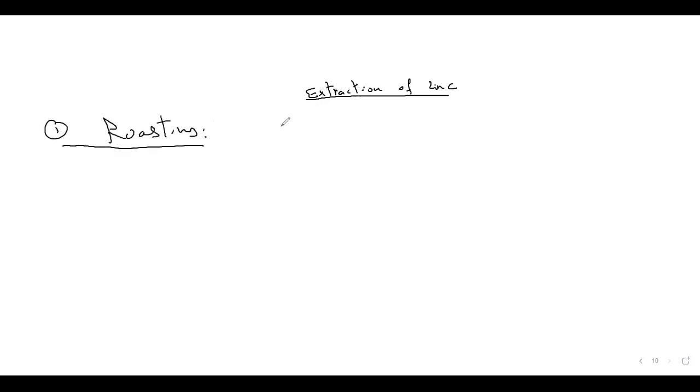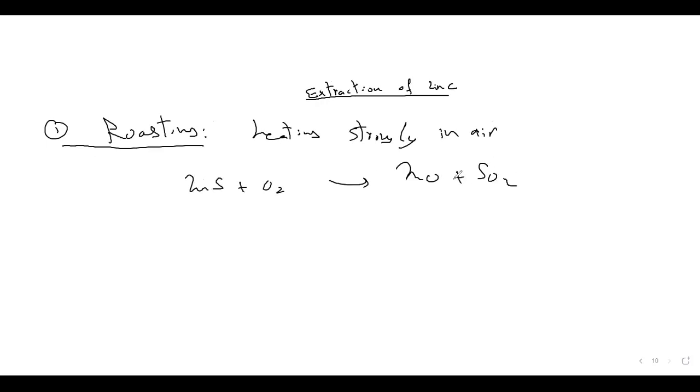Extraction of zinc. For extraction of zinc, at the beginning, we have roasting. What is meant by roasting? Heating strongly in air. So you'll find that zinc sulfide reacts with oxygen to form zinc oxide plus sulfur dioxide.